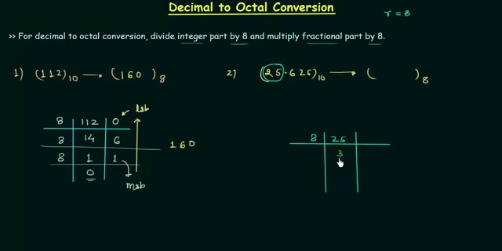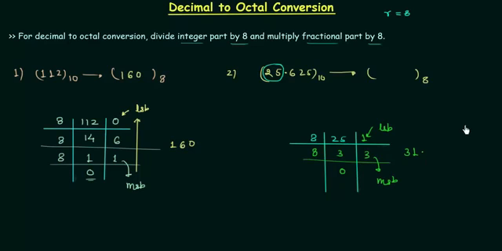3. 8 times 3 will give us 24, so the remainder is 1. I will again divide this 3 by 8, quotient is 0 and remainder is 3. This 3 here is MSB and this 1 here is LSB. So the integer part for the octal number is 31, right?